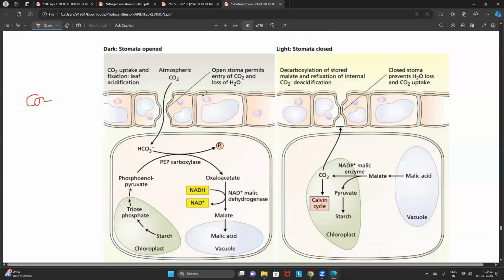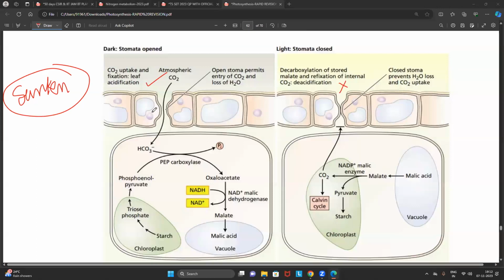Since the temperature is extremely high during the daytime, if the CAM plant opens the stomata during the daytime, what happens? Entire water loss will occur. So that is the reason the CAM plants never ever open the stomata during the daytime. They will only open the stomata during the night time. So this kind of stomata, which opens at night and closes during the day, we generally call it what stomata, friends? Sunken stomata. There's no need to get confused with that point.